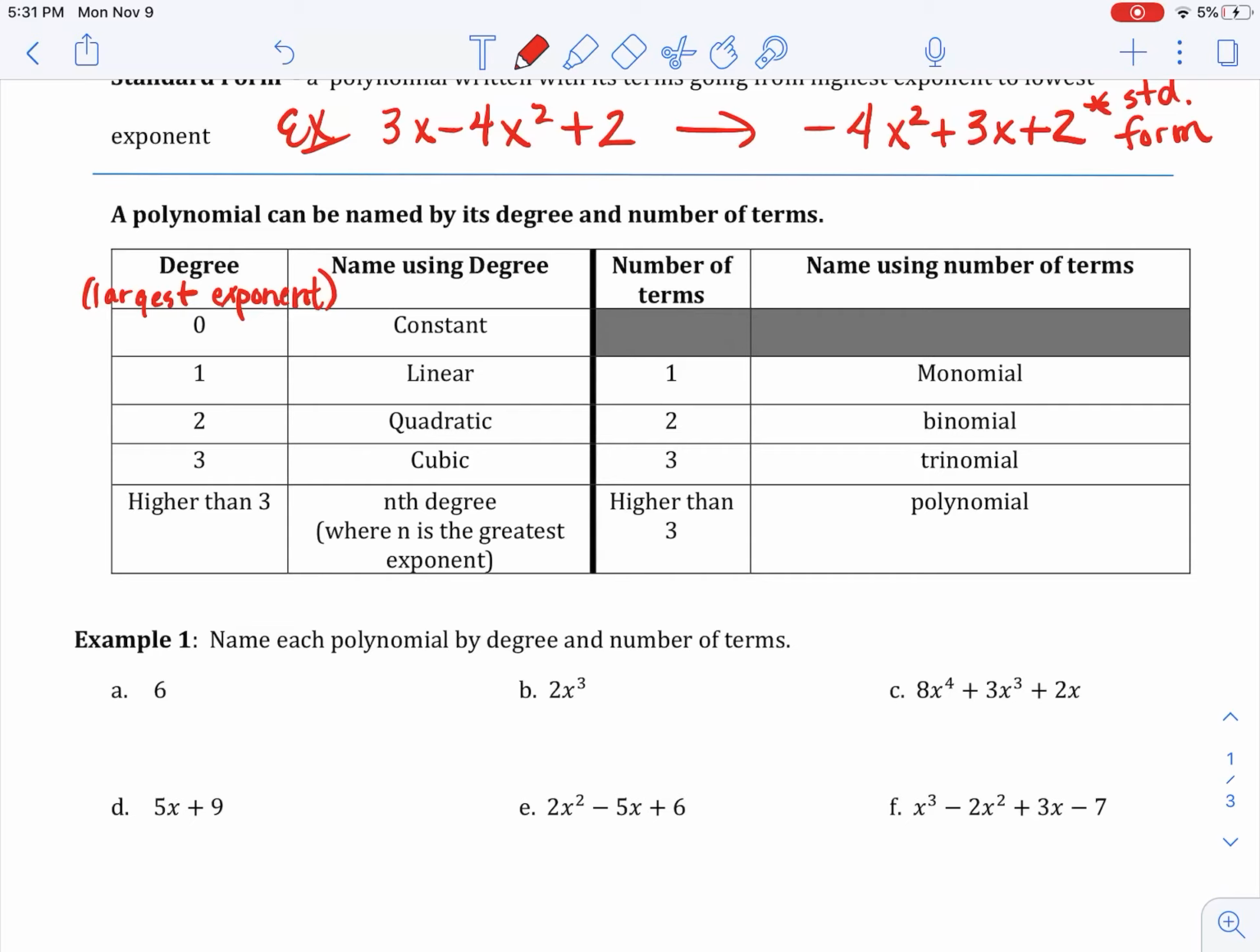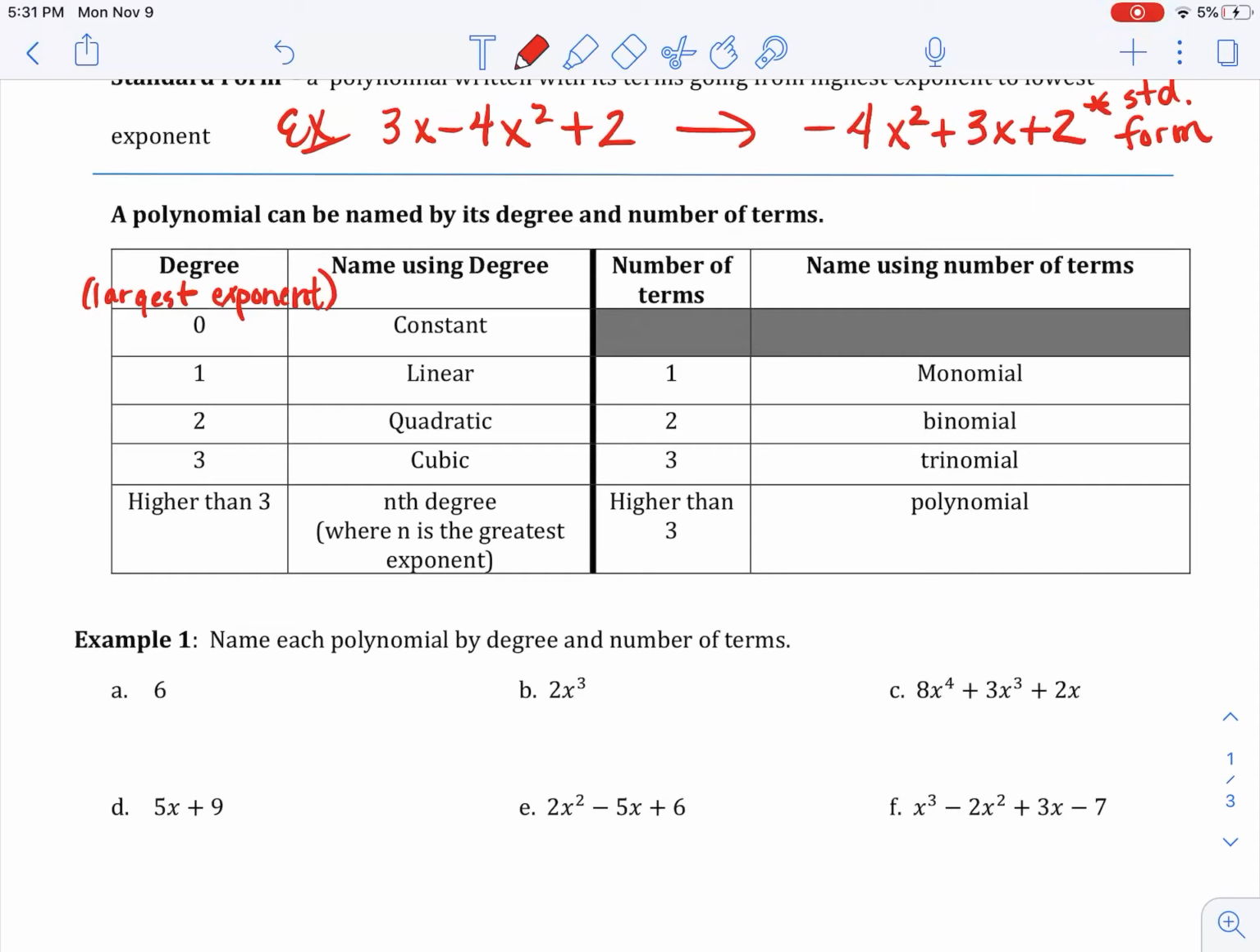When the degree is 3, we call that polynomial a cubic polynomial. And anything that's higher than 3, we just call an nth degree, meaning replace that n with the greatest exponent you see. So if you have an exponent of 5, it'd be a 5th degree polynomial. Okay? So we'll name some in a minute.